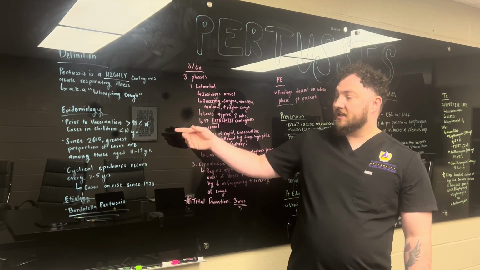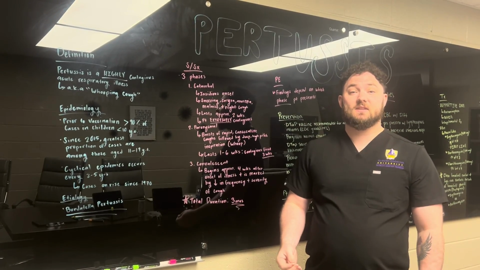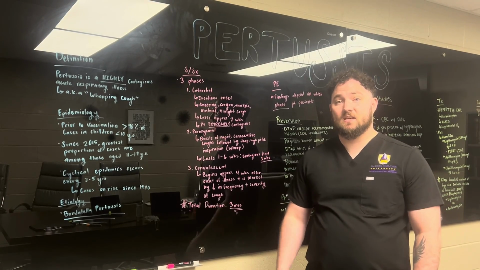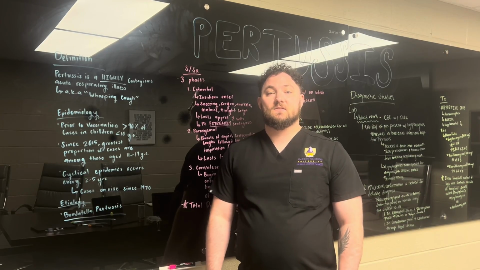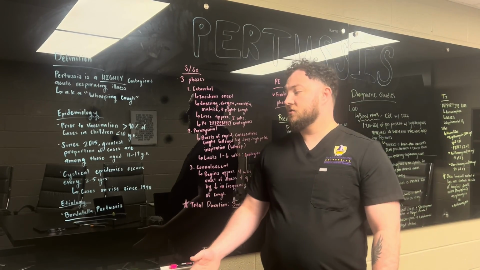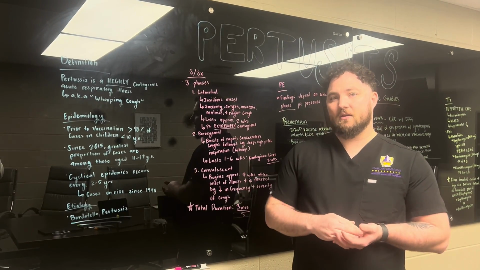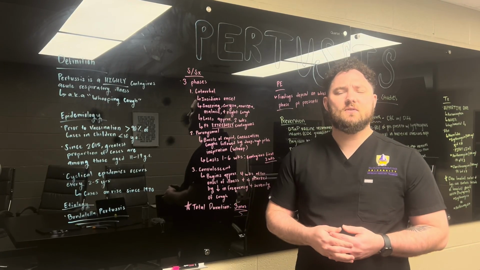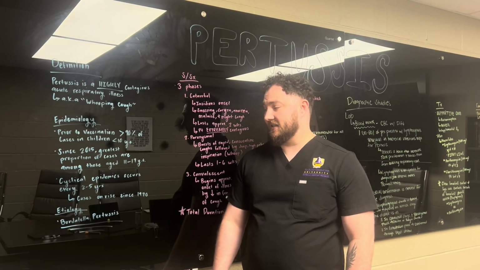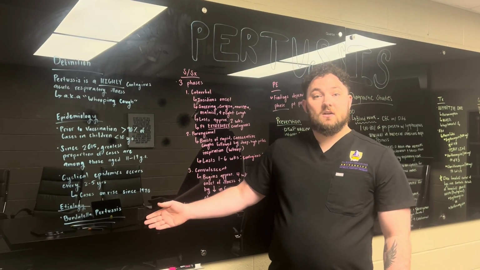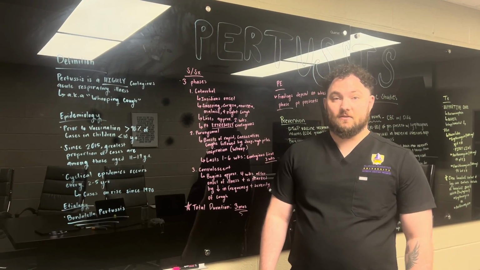The epidemiology is that prior to vaccination, greater than 90% of cases were in children less than 10 years old. However, since about 2015, there's been an increase in cases for the 11 to 19 age group, as well as a cyclical appearance or epidemic every 2 to 5 years. And cases have been continuously on the rise since 1970. The etiology: it is caused by the Bordetella pertussis bacteria.